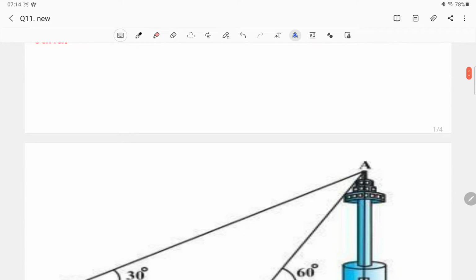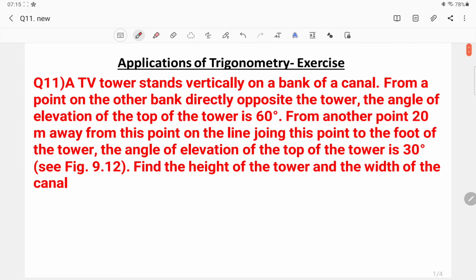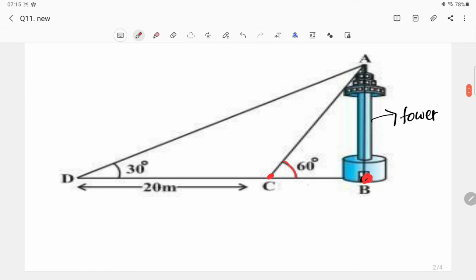I have drawn the diagram also. I have copied this. Okay, so what is this? This is a tower. This is one bank of the canal, and this tower is there. From a point on another bank, the angle of elevation is 60 degree. That's what they have mentioned, no? So this angle is 60 degree. This is the width of the canal. So this BC is the canal width, and we can consider this to be x.